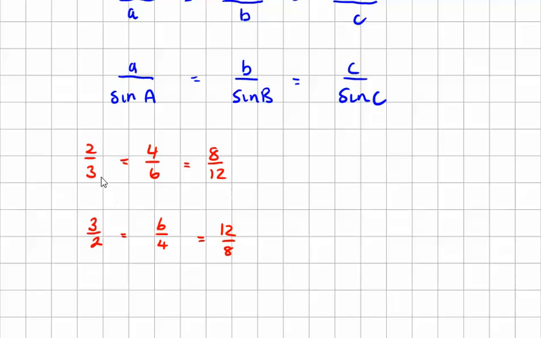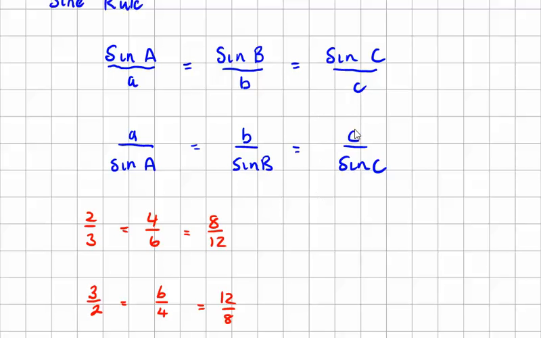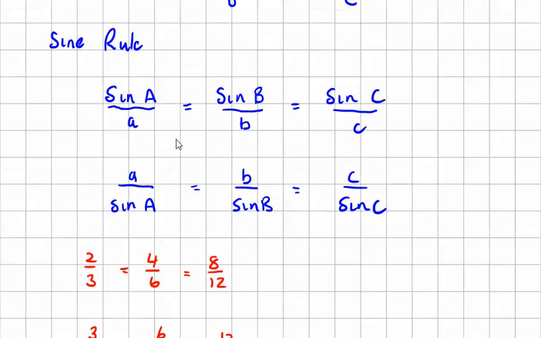But I am saying that 2/3 is the same as 4 over 6 and 3 over 2 is the same as 6 over 4. So in that way, because sine rule follows those fraction rules, I can write them either way up. And that helps us because if I want to find an unknown angle, I would use this one. If I want to find an unknown side, I would use it this way around. Any ideas why?